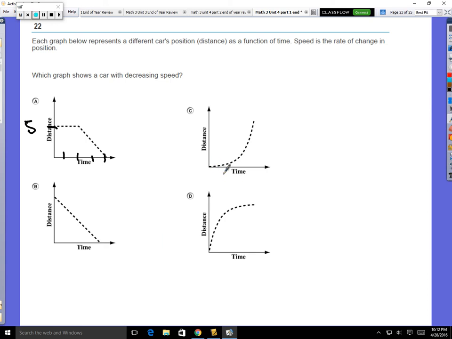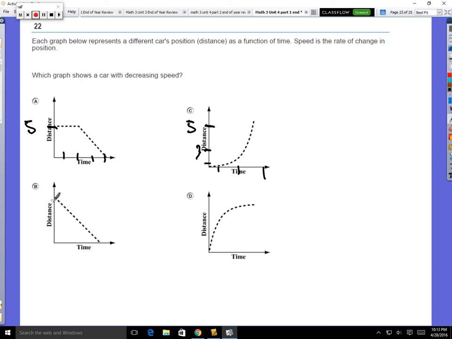So time in hours, 1 hour, 2 hours, 3 hours. This distance starts off getting slower, but then he's going farther and farther away. So let's say this distance is 5 miles. But then right here, it's 3 miles, and here is 1 mile. So this car, as time goes on, he's getting further away. And his rate is actually increasing.